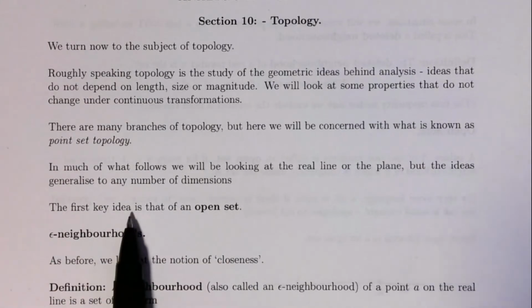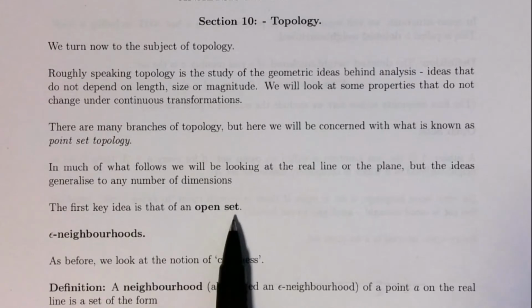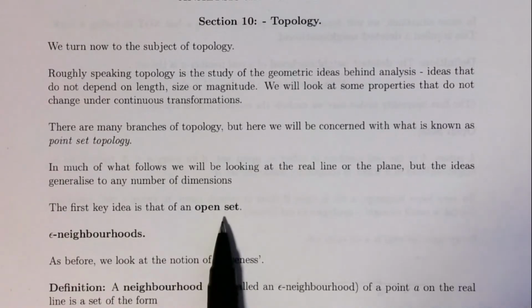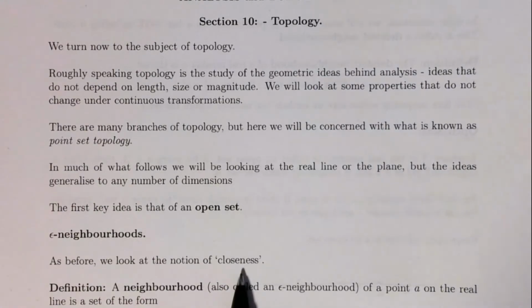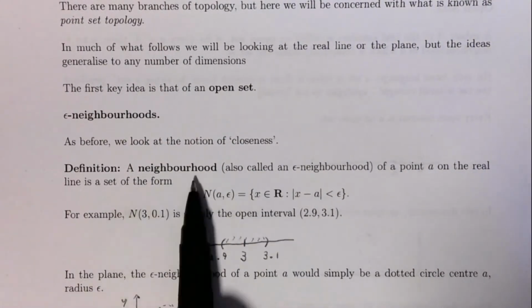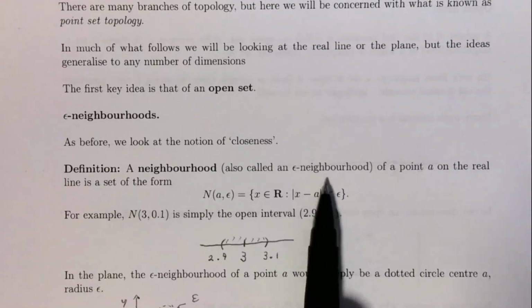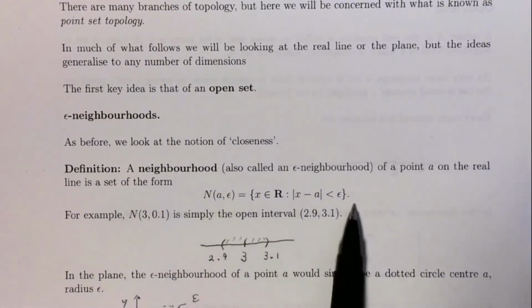Now the first key idea, and an important idea, is that of an open set. The concept of open set is one of the topics in the syllabus for this course, and so we need to come to grips with that, what we mean by an open set. So we firstly define what's called an epsilon neighbourhood, and this is a way of measuring closeness. So as before, we look at this notion of closeness, what we mean by points being close. So here's our definition: a neighbourhood, also called an epsilon neighbourhood, of a point A on the real line is a set of this form.